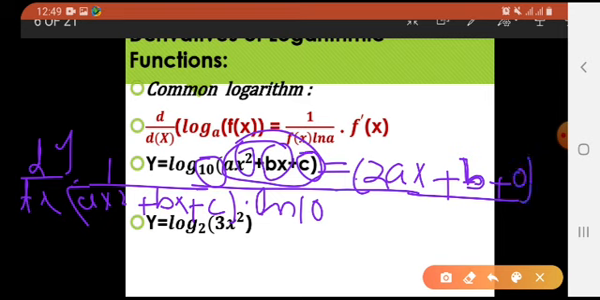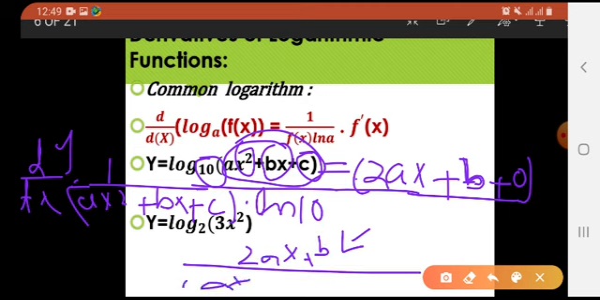So what is my overall answer now? It would be 2ax plus b divided by ax square plus bx plus c into natural log of 10. This would be your answer, right?